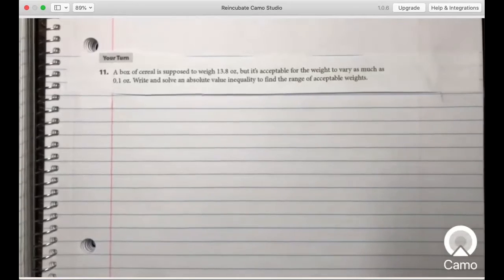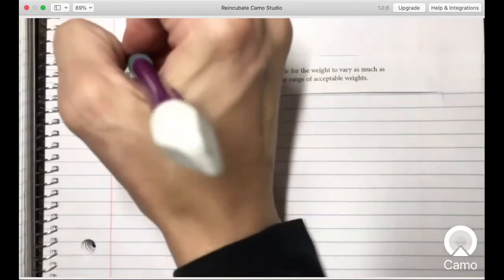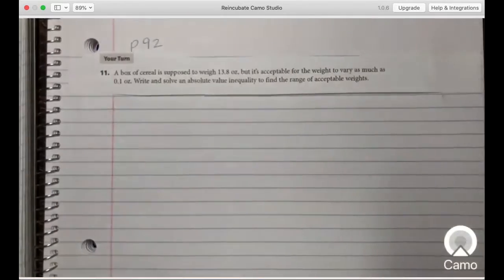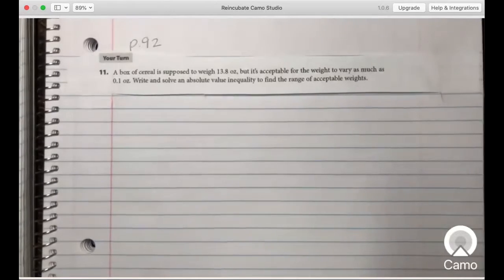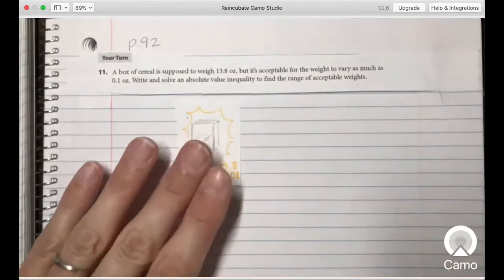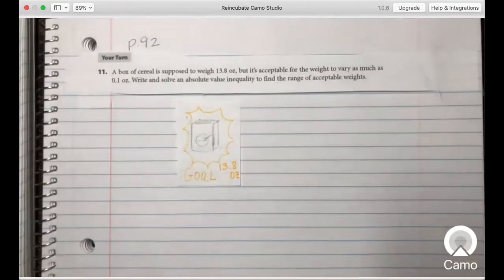Going to go ahead and look at an example. This is on page 92 of your textbook. This is an application. So we have a box of cereal that is supposed to weigh 13.8 ounces. So that's our goal, 13.8 ounces. But it's acceptable for the box to vary as much as 0.1 ounces.